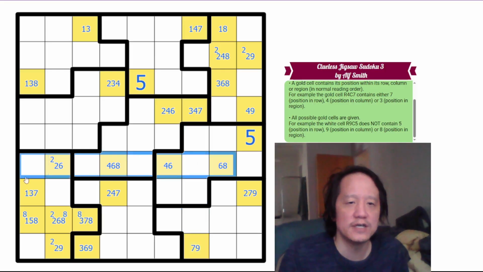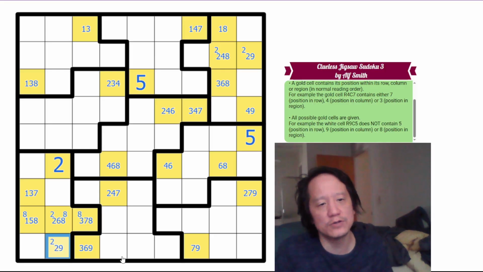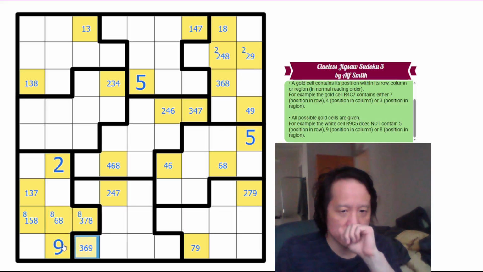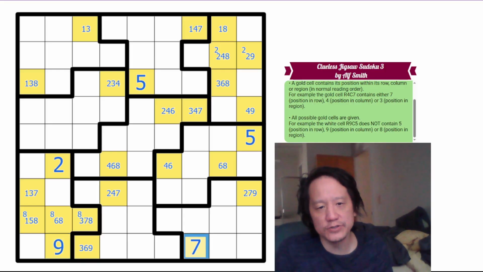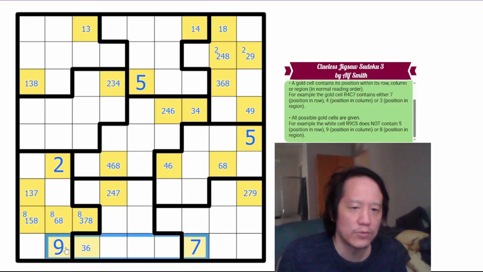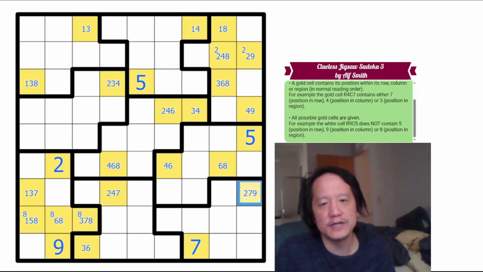We have a 4, 6, 8 triplet in row 6, which eliminates 4, 6, 8 in the rest of the row. So this cannot be 4, 6, or 8. Therefore, it's 2. This 2 eliminates 2 here, so this must be 9. So this can no longer be 2 in the rest of this row, or this column. This 9 eliminates 9 here, so this is 7, which means this can't be 7 here, this can't be 7 here, and this can't be 9 because of the 9 in the row. And this 7 eliminates 7 in the rest of its region, so this can't be 7 here.